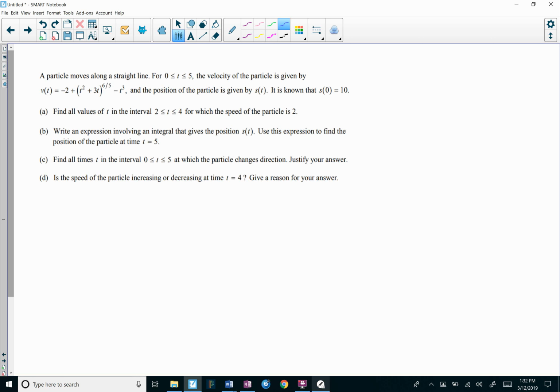Okay, assume you've read and worked the problem. This is calculator active again. Part A, you need to know your Syntec cards. It says find t at which the speed is 2. Well, speed is the absolute value of velocity.